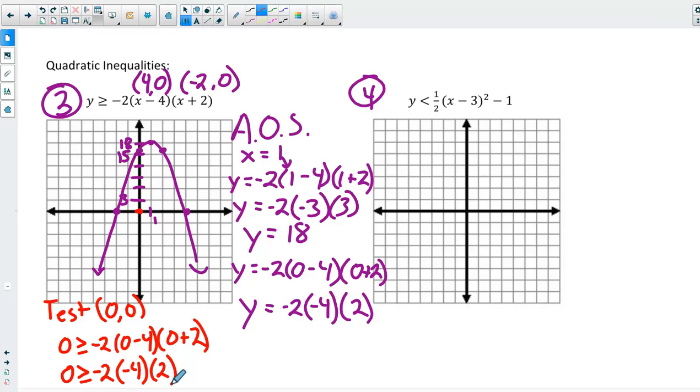Now 0, 0 is actually a really smart choice because you already calculated that. You calculated that to be 16. So is 0 greater than 16? No. So that's going to be false. So that point is not a solution. I jump over here and I shade. I shade not only here, but I also shade on the sides.